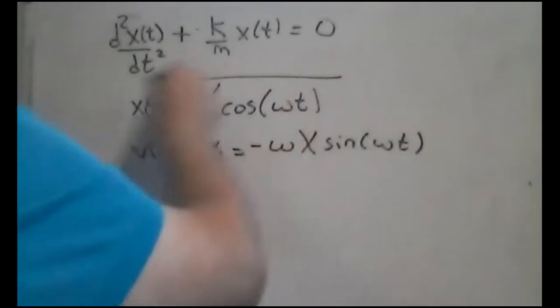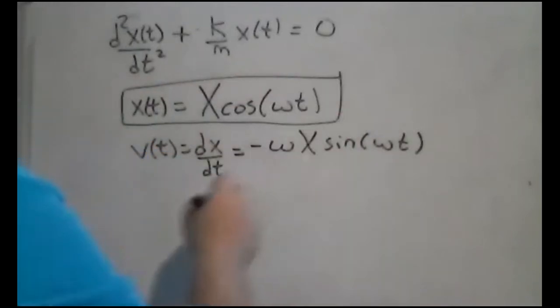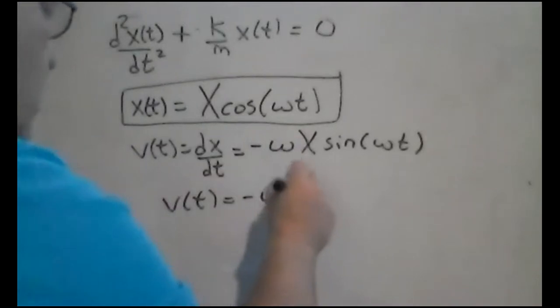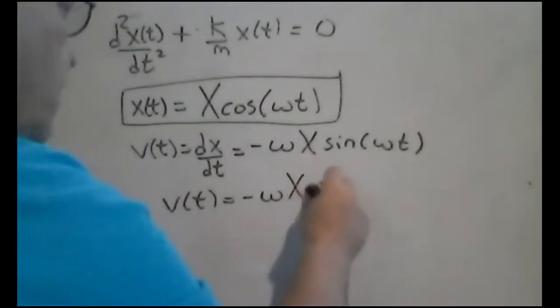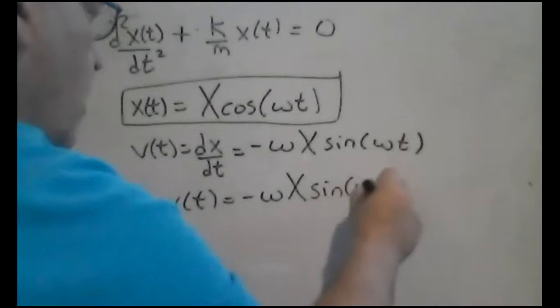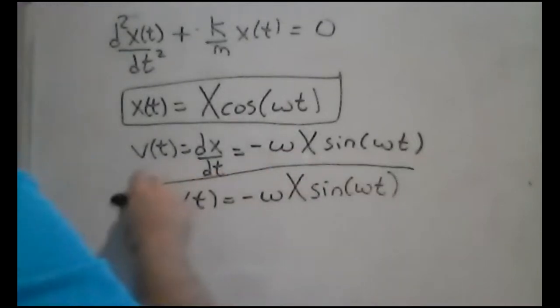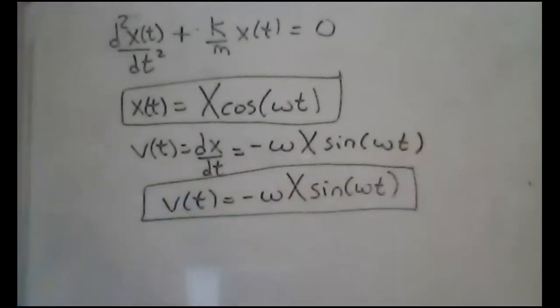In fact, this is the position function of time. This actually is an important equation to remember. This is the velocity of your mass on a spring as a function of time. Your maximum velocity is omega times the amplitude, for instance. But I'm not where I want to be.